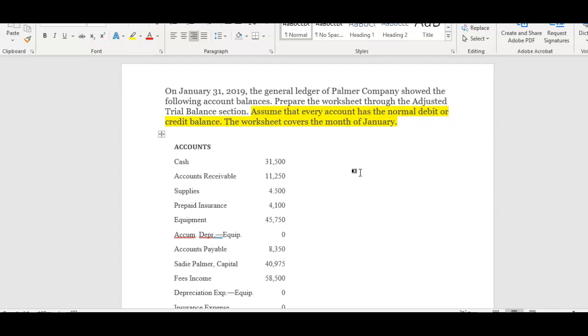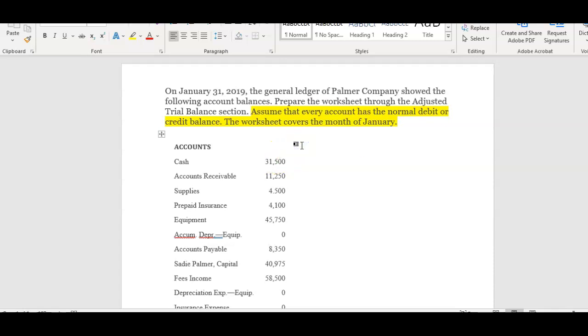When we say the normal balance, it is referring to the side of the account that will make the account increase. Again, normal balance refers to the side of the account that will make the account increase. For example, assets increase on the debit side. The debit side is known as their normal balance side, whereas liability accounts increase on the credit side. The credit side is known as their normal balance side.